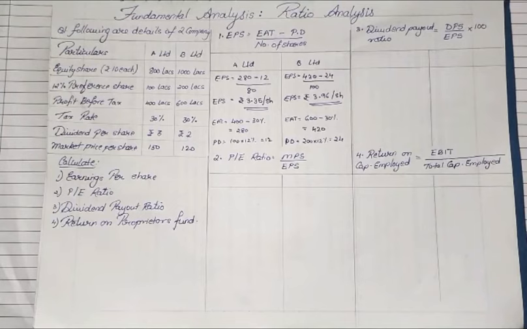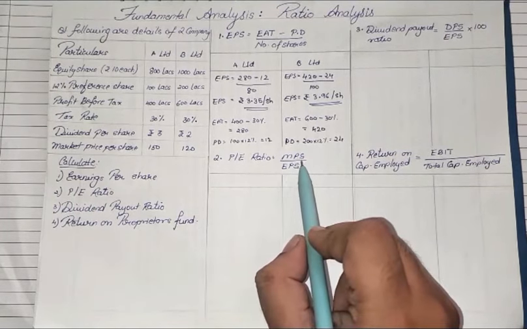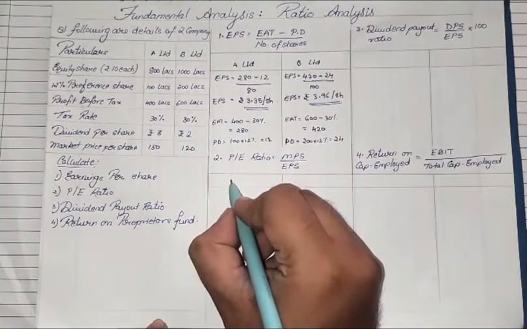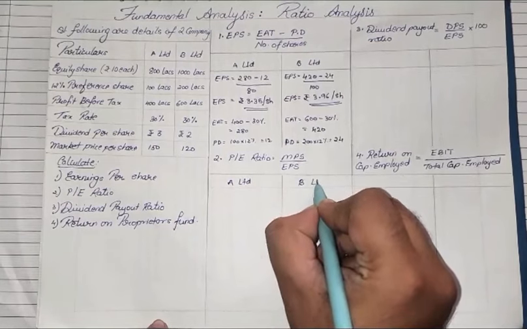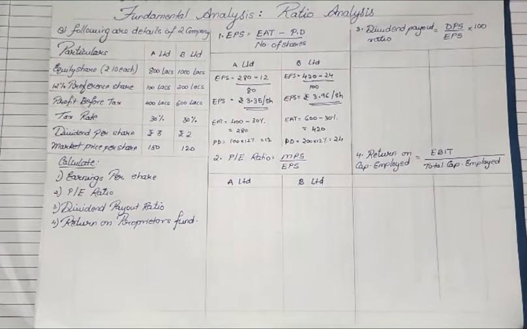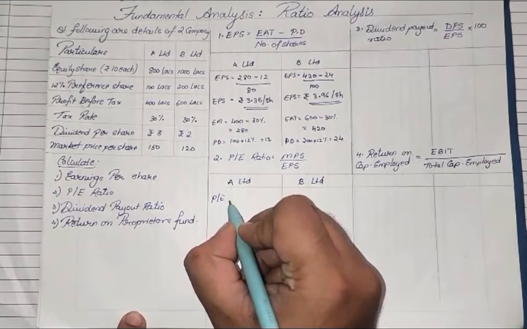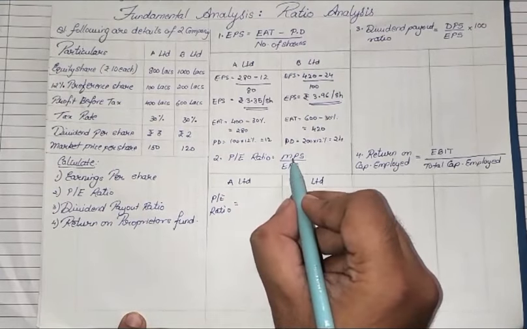Next they have asked us to find is PE ratio, that is price earning ratio, which is market price of the share divided by earning per share. So again, we note down the formula. We note down the name of the two companies. We have A Limited and B Limited. Okay, now very simple. We have already found one part of that sum. So see how we need to find PE ratio. So PE ratio is equal to market price per share.